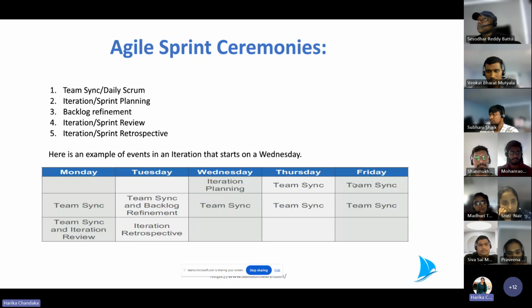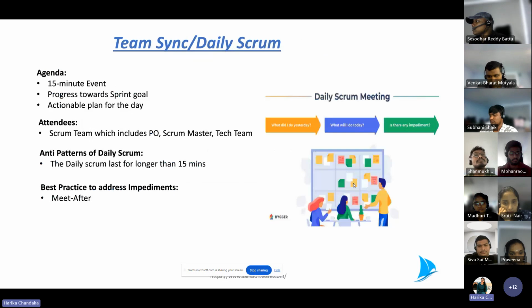In the middle of the sprint, we have something called backlog refinement. Just before the end of the sprint, we'll have the sprint review meeting. And last but not least, iteration retrospective, which is most important. I'm going to discuss how we actually implement these ceremonies while we are in the Scrum framework. Moving on to the next slide.